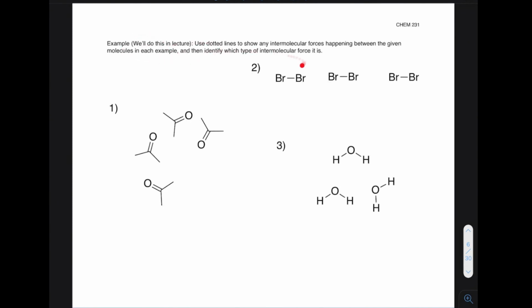So this is an example that we'll end up doing in lecture. Take a look at it and see if you can try to figure it out on your own, but we will be going over it in lecture next time we meet up.